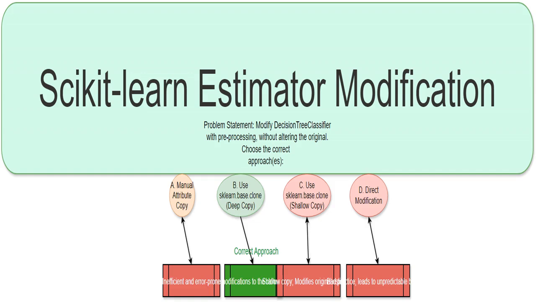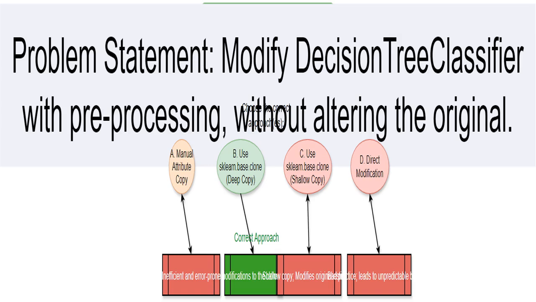I'm modifying a scikit-learn estimator, specifically a decision tree classifier, to include pre-processing. I need to avoid changing the original estimator directly. This is a common task in machine learning pipelines. Let's dive in. I'm trying to figure out the best way to add pre-processing steps to my decision tree classifier without messing with the original object.